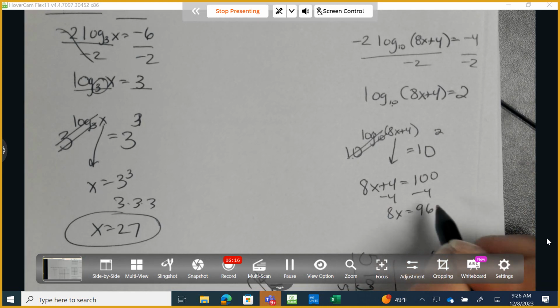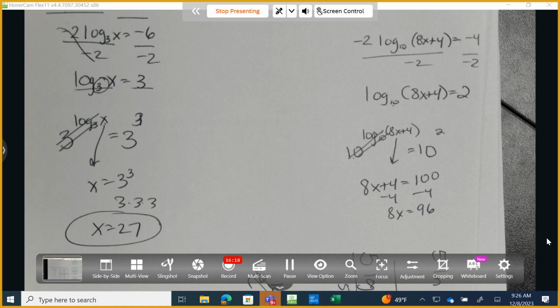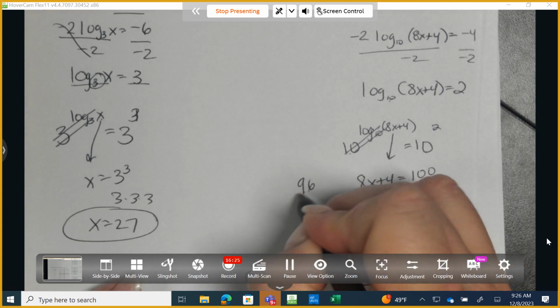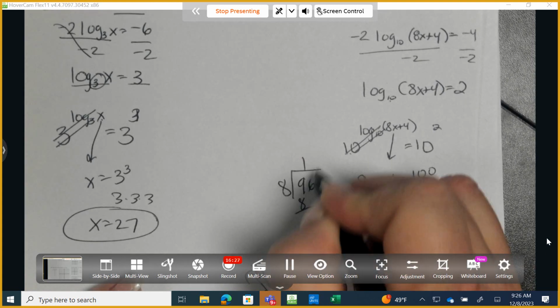And if you guys take 96 divided by 8, what do we get for a value? 96 divided by 8 is what value? Is it 12? It is 12.